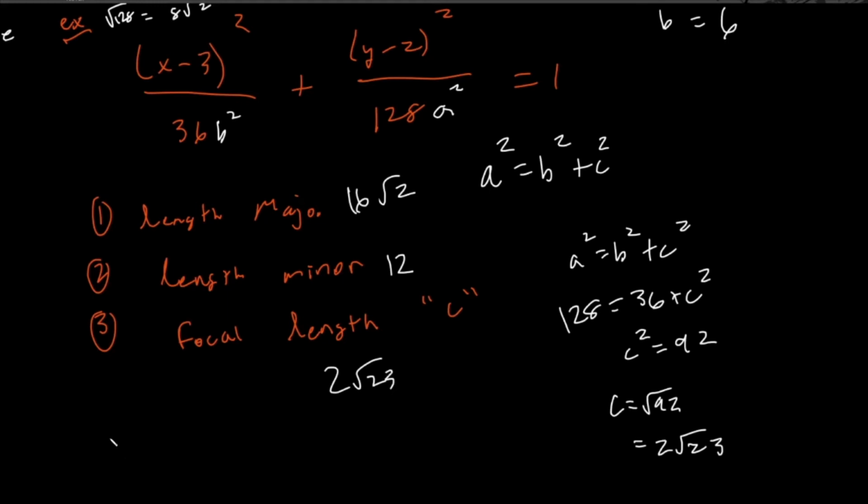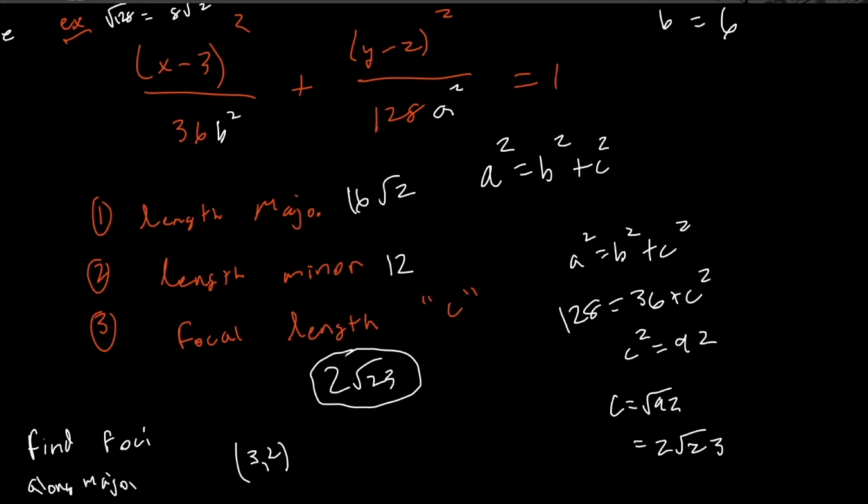On the homework, you will also be asked to find the foci. Well, how do we do that? We know the focal length. So the foci must be this many units away from the center, which is 3, 2, along the major axis. Foci are always along the major axis. Okay, so can you explain what the foci is again? Is that just the focus point? Yeah, foci is the plural of focus.